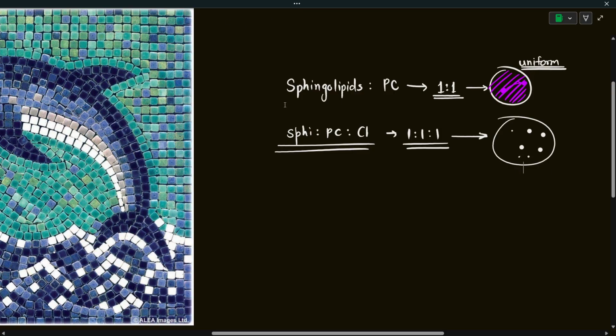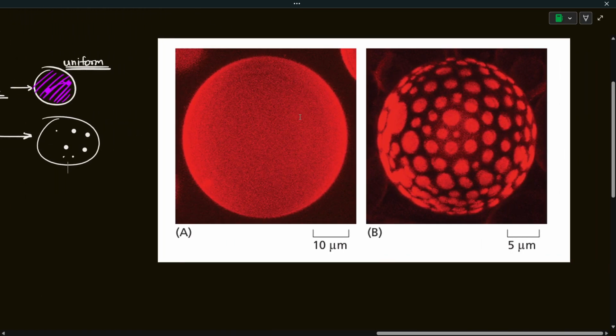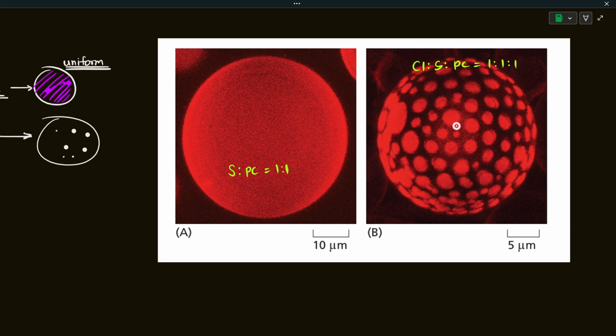So I also have a picture for this. Here you can see. This is the first case where the sphingolipids and the phosphatidylcholine have a 1:1 ratio. But here, they also added cholesterol. So sphingolipid, cholesterol, and phosphatidylcholine are all present in equal proportion. The membrane, the liposome that was formed, was mosaic. So here you can see clear microdomains.